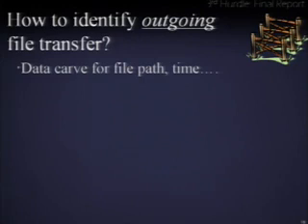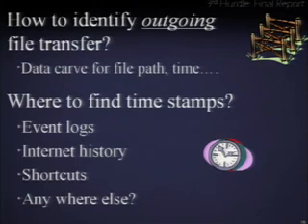We want to identify outgoing file transfer. How do we do it? When we know that the file system has been overwritten, the original file system has been overwritten. So some of the things that we can do: we can data carve for various things that hold file paths and time, like shortcuts. And then we can look for things that would have timestamps that might correlate with that.